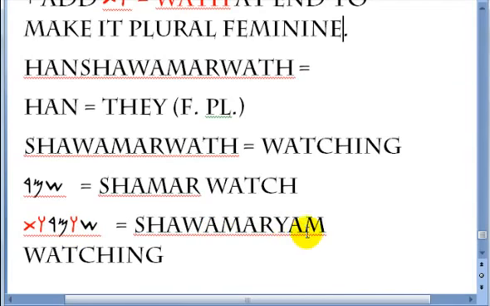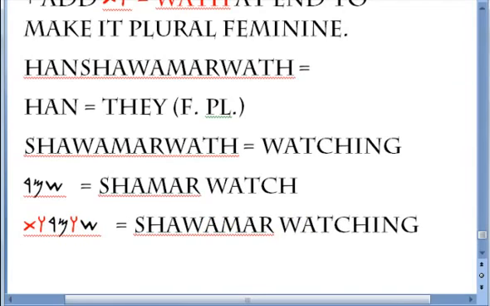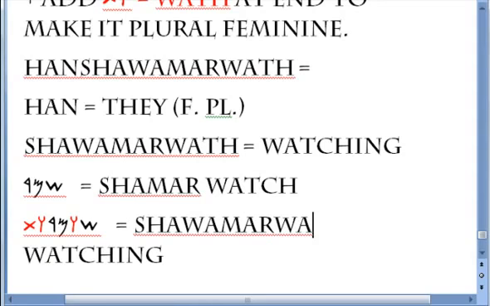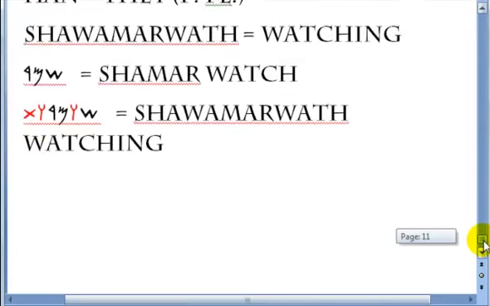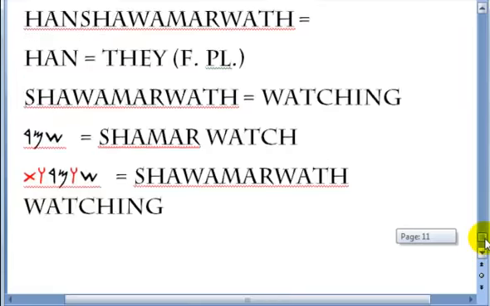Shawamarwath. I didn't change this. That's alright. Shawamarwath is watching, feminine plural. Hen shawamarwath. They watching, feminine plural. And that's pretty much it.